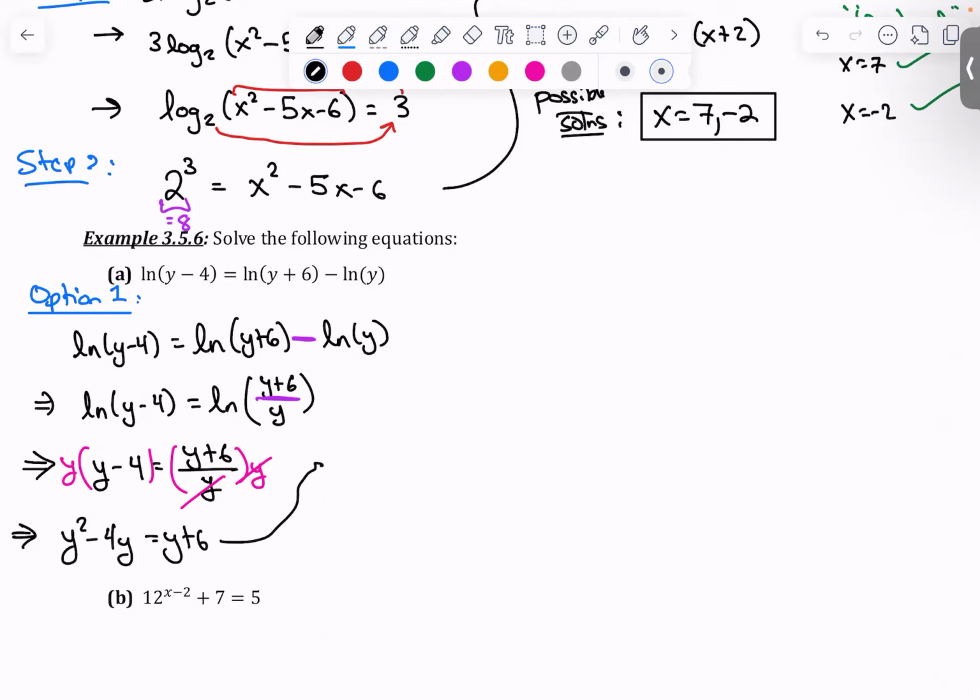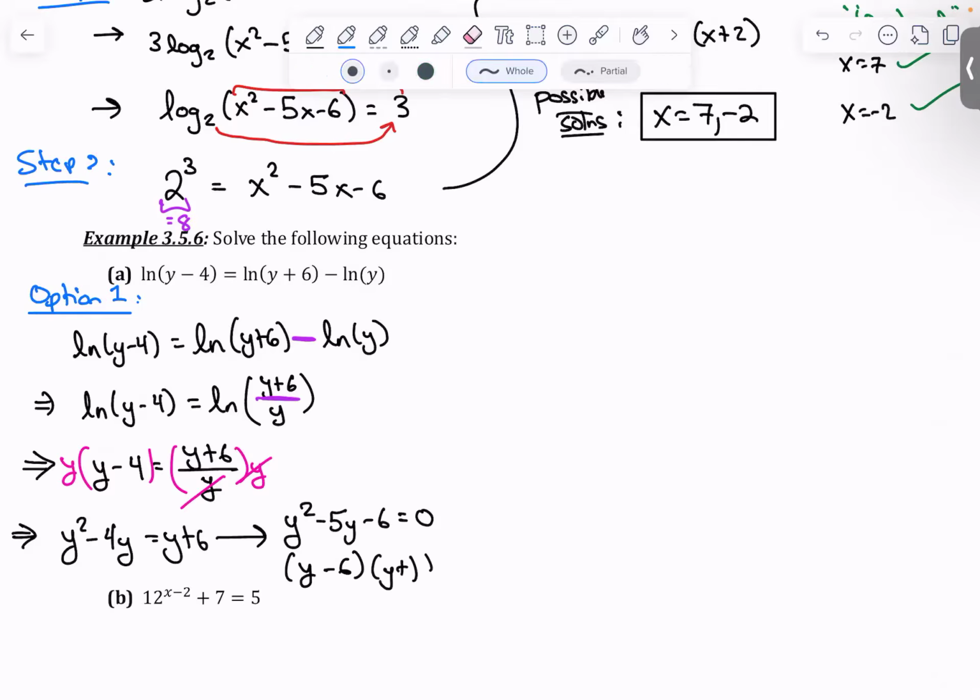That gives me y squared minus 5y minus 6 is equal to 0, which factors to y minus 6 times y plus 1 is equal to 0, which gives me y equals 6 and negative 1.